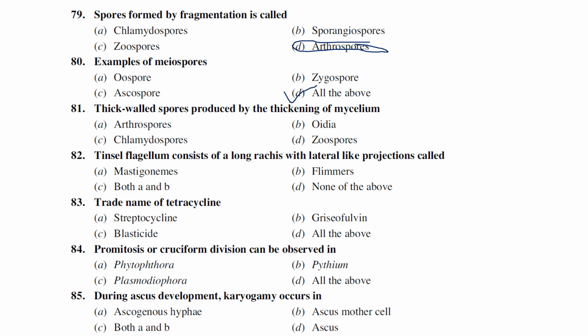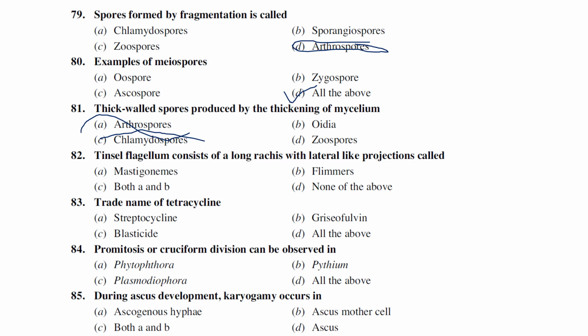Thick-walled spores produced by the thickening of mycelium: arthrospore, oidia, chlamydospores, and zygospore. Answer is chlamydospores only. What they have asked is thick-walled spores produced by the thickening of mycelium. So all the mycelium thickens and forms resting spores called chlamydospores. The same thing also can be observed in sclerotium as well, right?